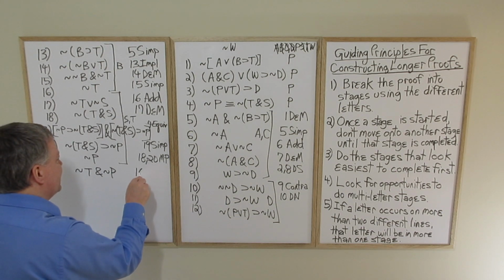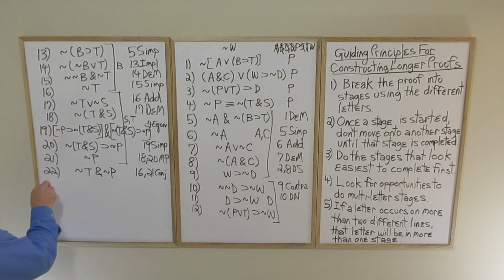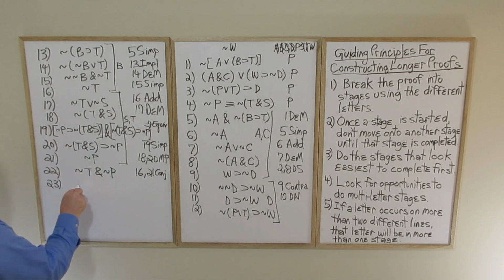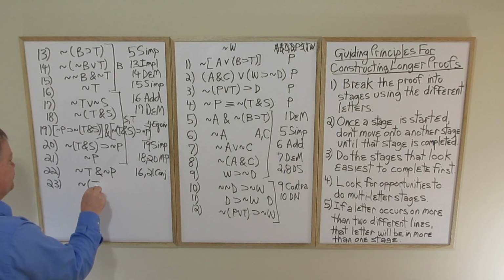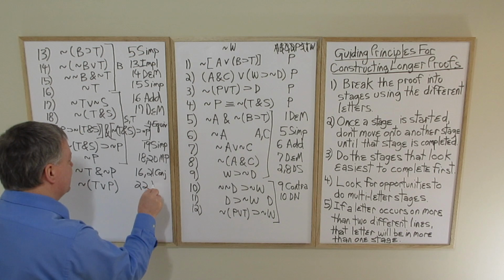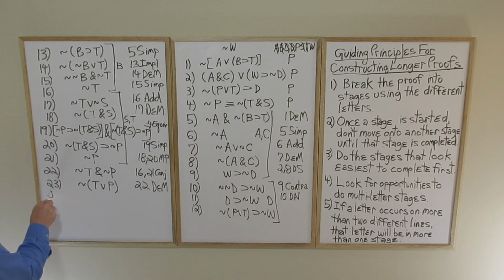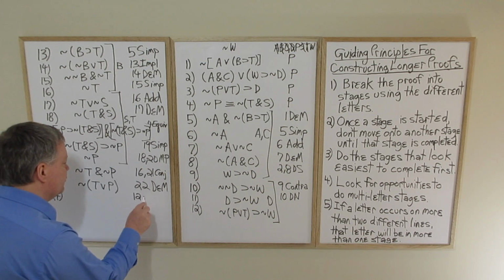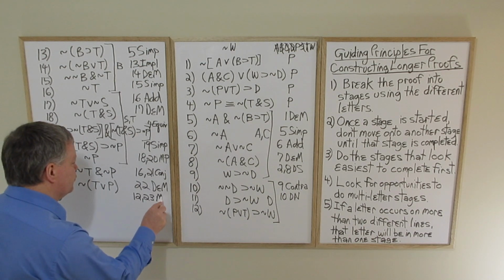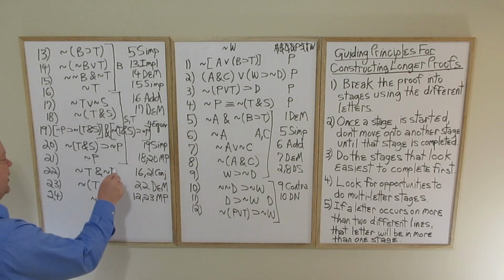So 16-21 conj followed by 22 De Morgan's, and we're able to complete the proof, 12-23 modus ponens to get tilde W.